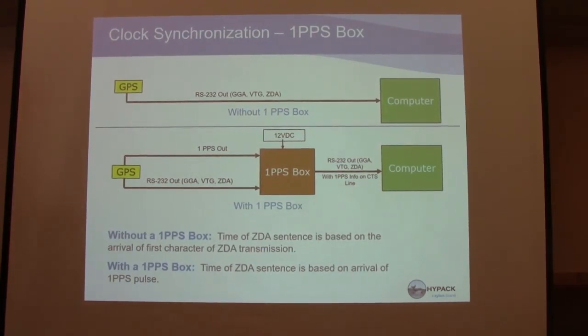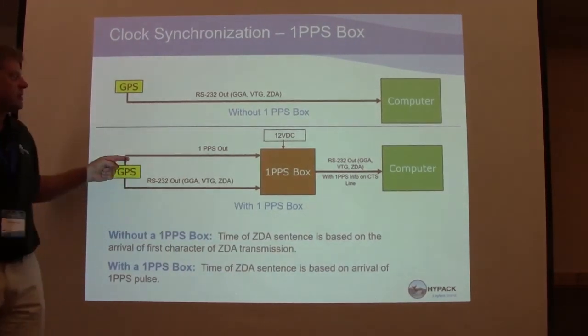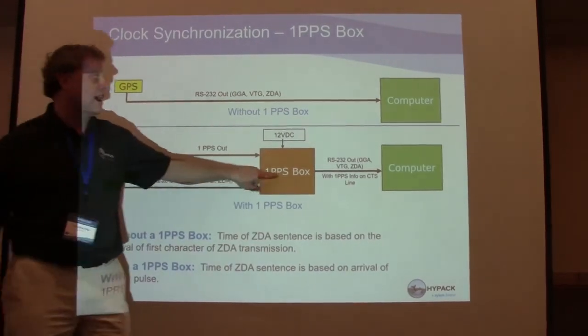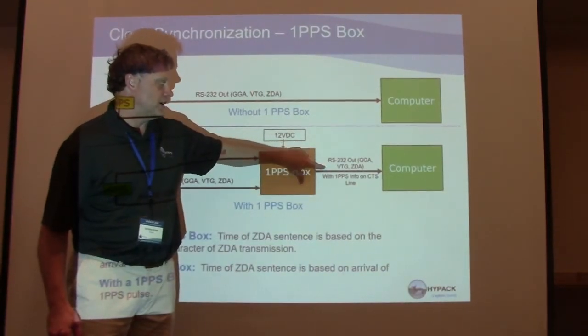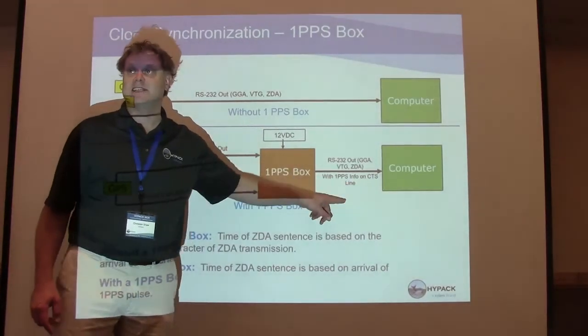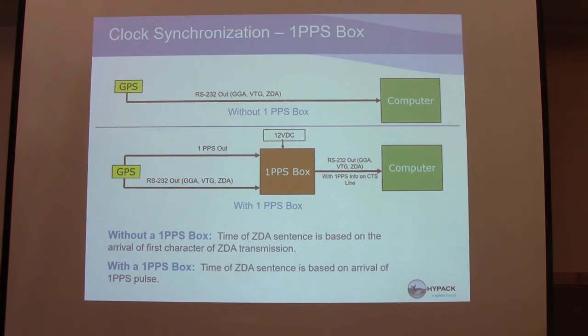Okay, and this is just telling you the flow. So we've got the GPS outputting RS-232 to the PPS box, and a 1 PPS from the BNC. It's powered by 12 volt, and then out of RS-232 comes GGA, VTG, and ZDA with a PPS pulse on the CTS line of the 9-pin connector. Okay.